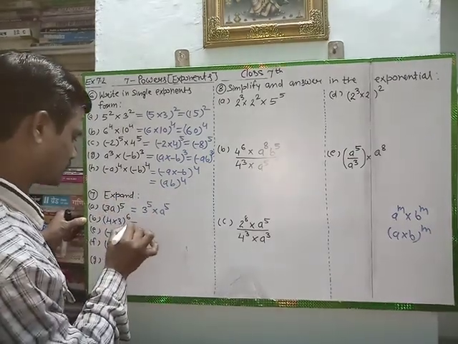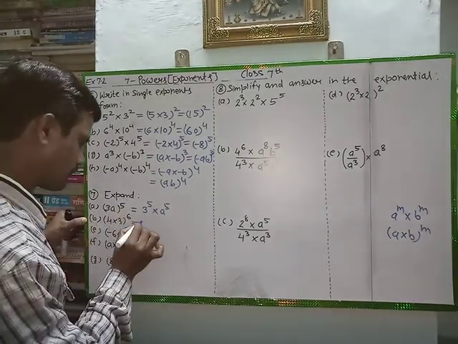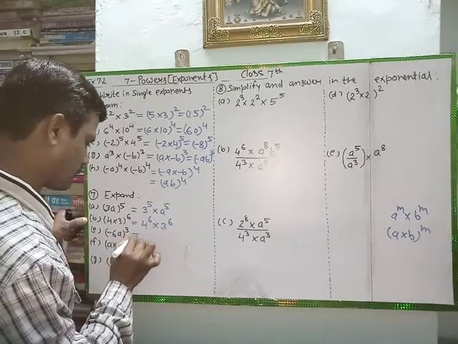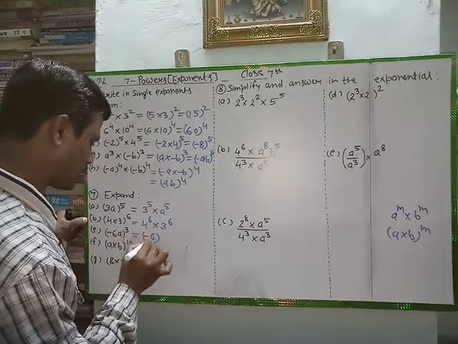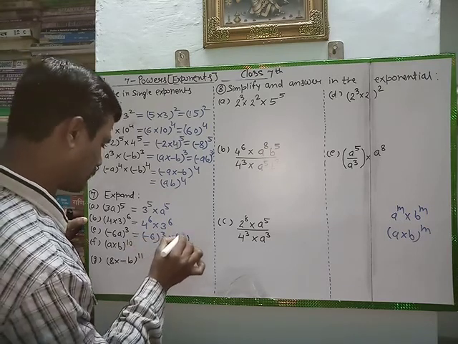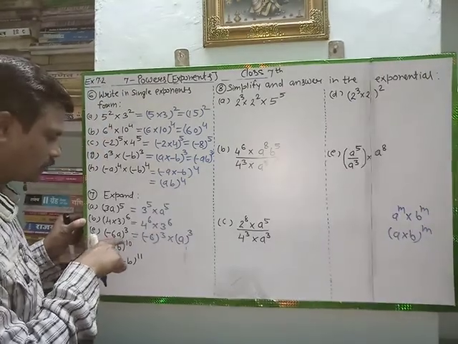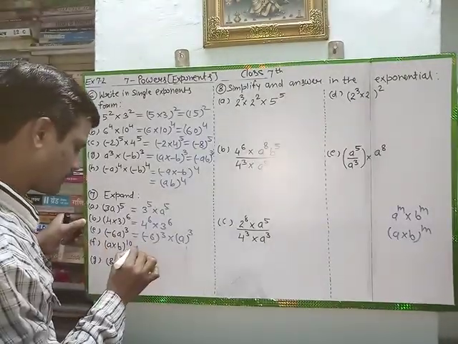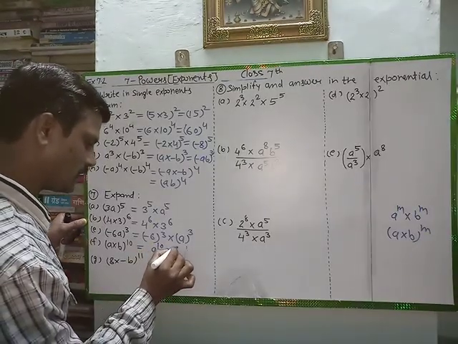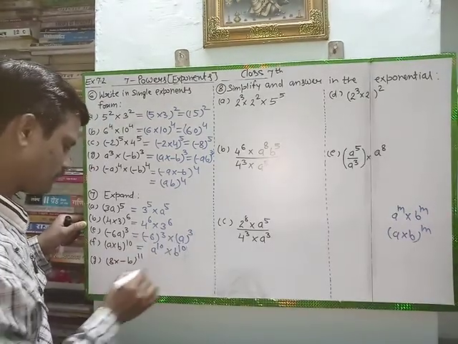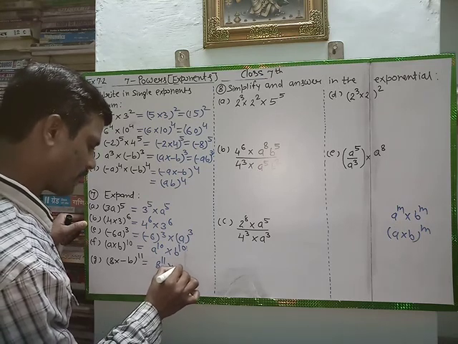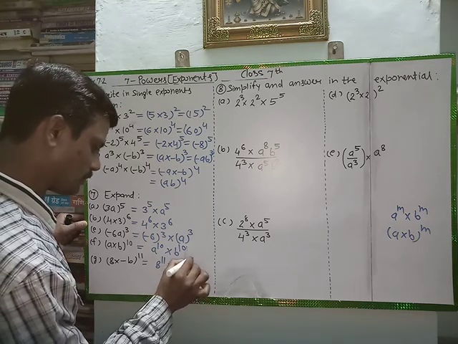Okay, next, 4 raised to the power 6 multiplied with 3 raised to the power 6. Same here, minus 6 raised to the power 3 multiplied with a raised to the power 3. Okay, minus we will use one time only. Same here, a raised to the power 10 multiplied with b raised to the power 10. Same here, 8 raised to the power 11 multiplied with minus b raised to the power 11.